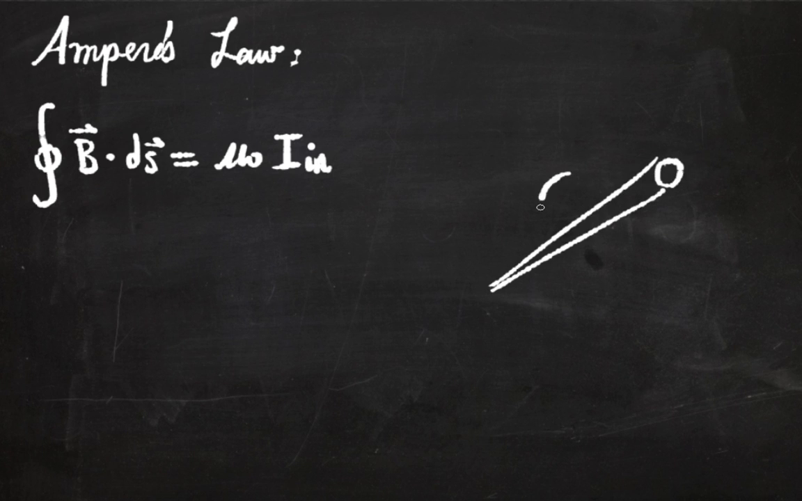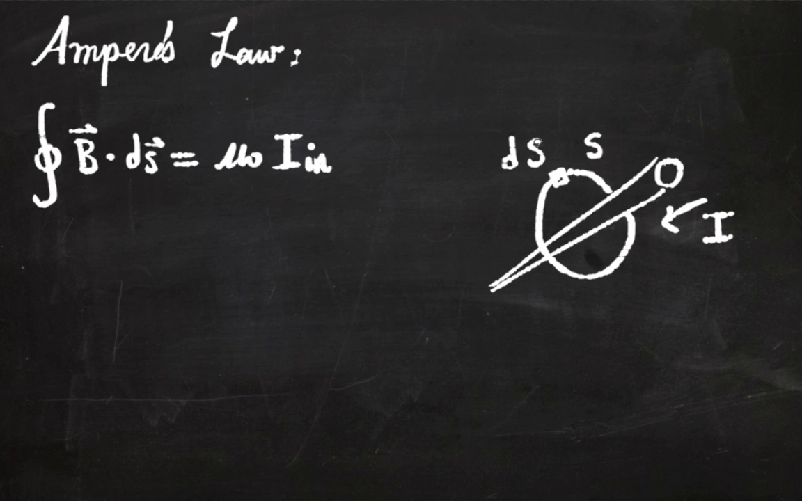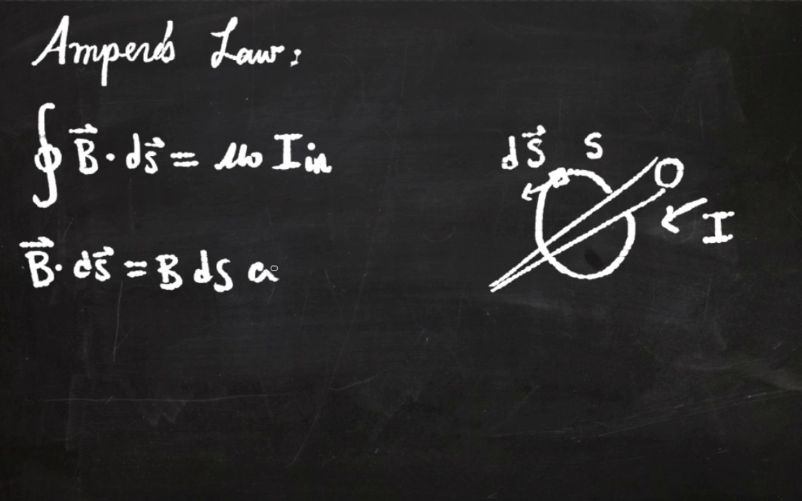So here's our wire. We're going to draw a circular Amperian loop around it. One infinitesimally small bit of this loop S we'll call ds, and that is in fact a vector. It has a direction at each point. So we can rewrite B dot ds as B ds cosine theta, where theta is, as usual, the angle between B and ds.